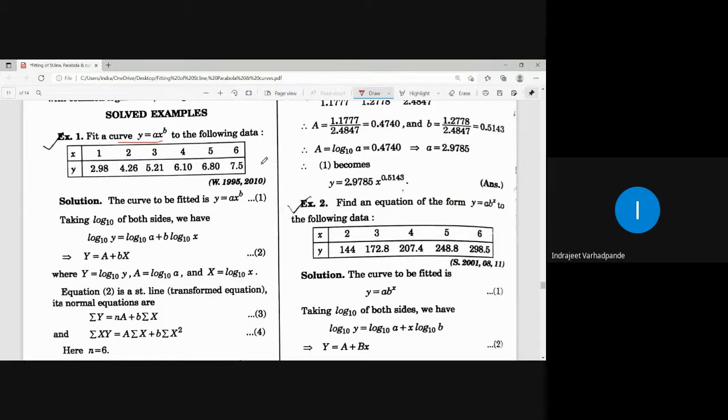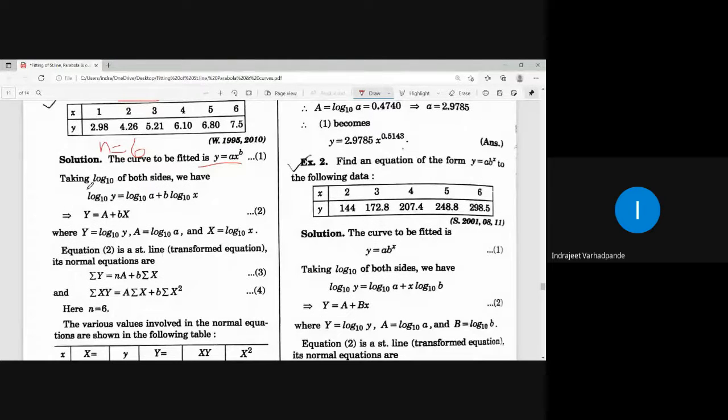So here n will or will not be required, we will see. In total the number of observations are 1, 2, 3, 4, 5, 6, which means n is equal to 6. Now the curve to be fitted is y is equal to a x to the power b. For an exponential curve, power curve or geometric curve, the best process to simplify them into the linear form is to take log to the base 10 on both the sides, that is, take the common logarithm.